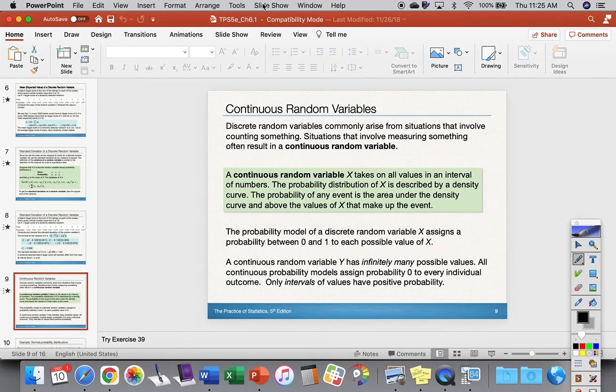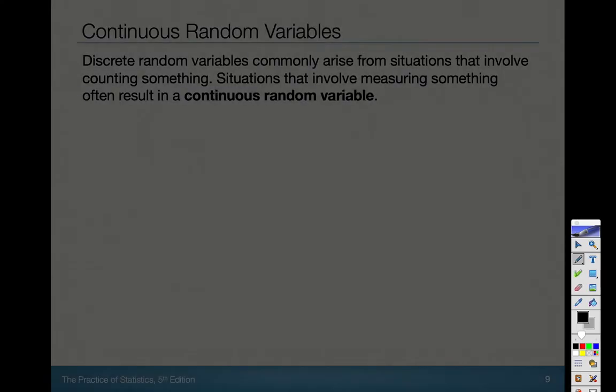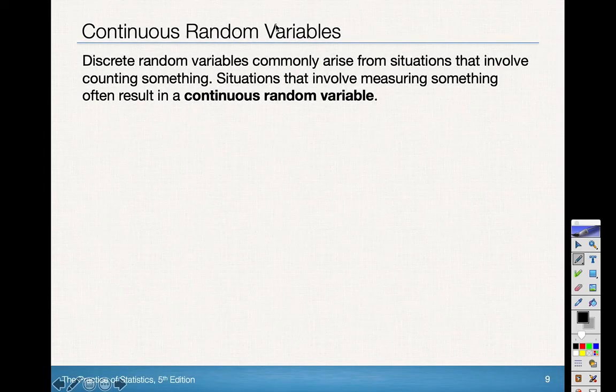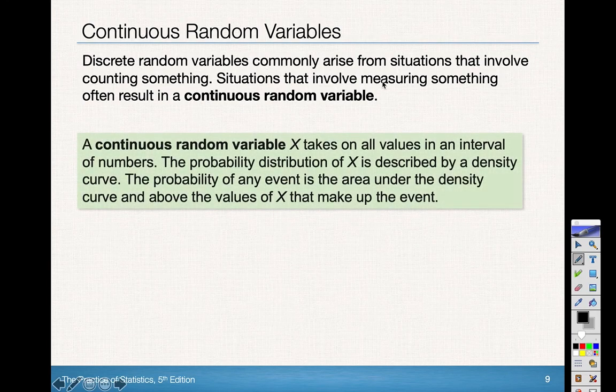So now we're going to get into a continuous random variable, meaning it can take every single score. There is everything in between. Any data point can have one between it. So it arises from situations that involve counting something continuously. Situations that involve measuring something are often continuous. So counting is discrete, continuous is measurements for the most part. A continuous random variable, still capital X, takes on all values in the interval of numbers.